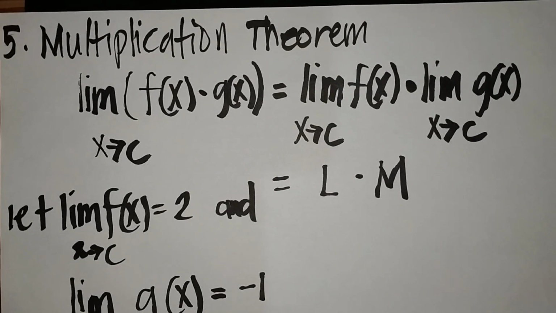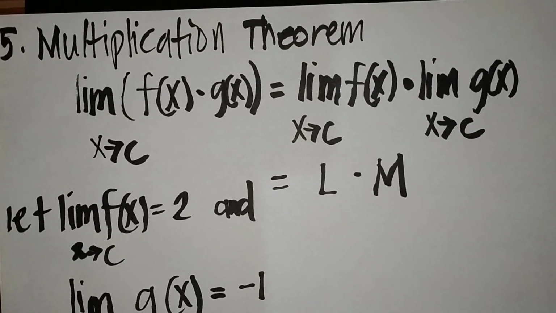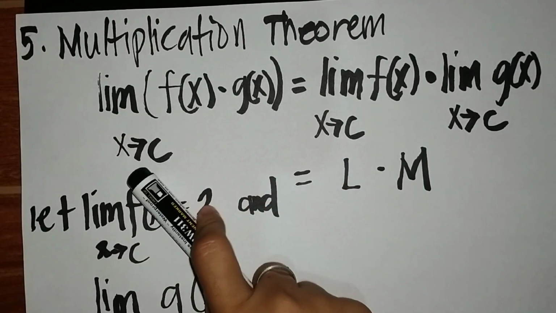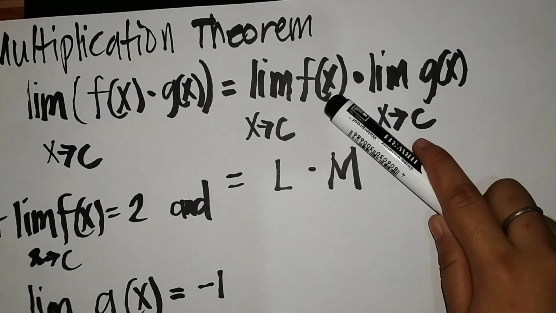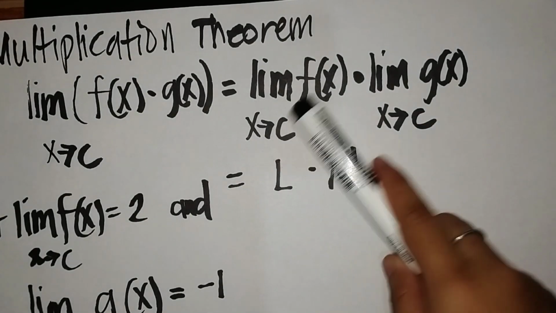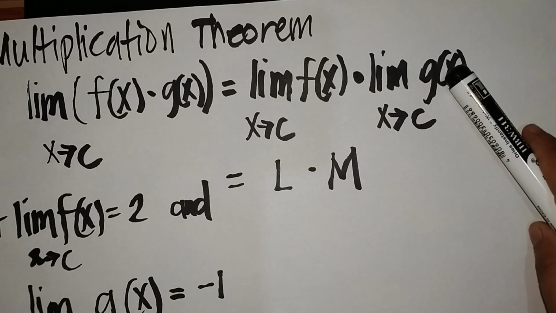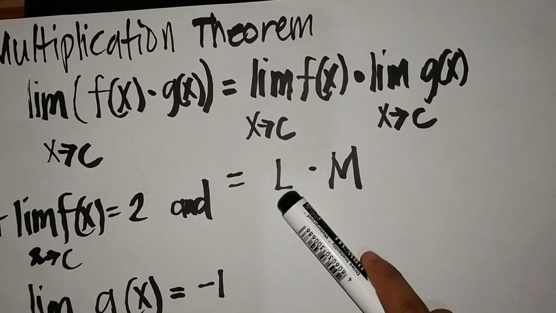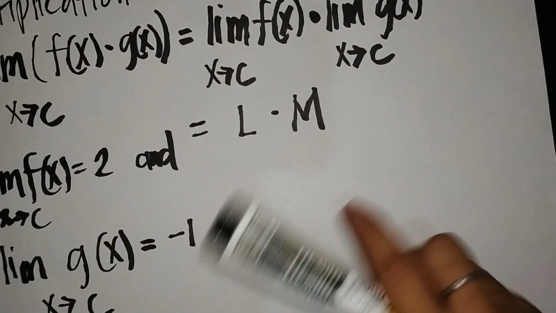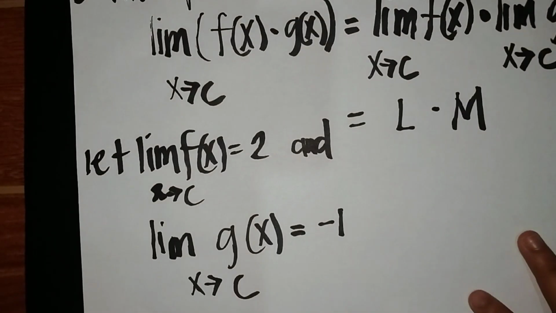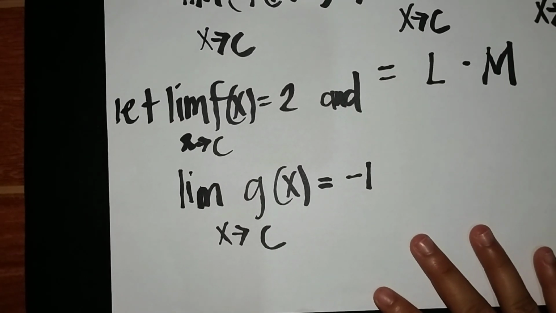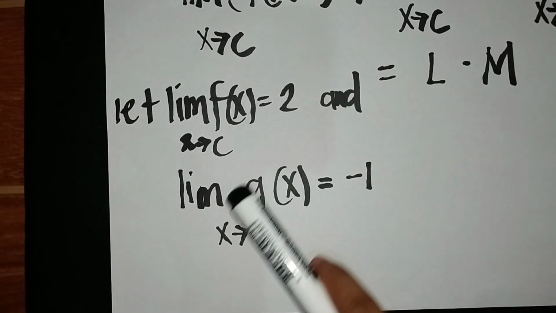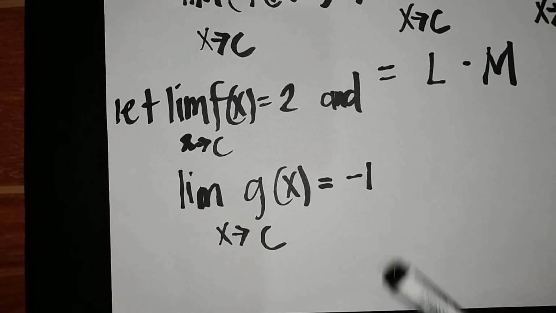For our fifth theorem, we have the multiplication theorem. Here we have the limit of f of x multiplied by g of x as x approaches c, which is equal to the limit of f of x as x approaches c multiplied by the limit of g of x as x approaches c, which is equal to L multiplied by m, where L and m are the limits of the two functions. So we let the limit of f of x as x approaches c be equal to 2, and the limit of g of x be equal to negative 1.